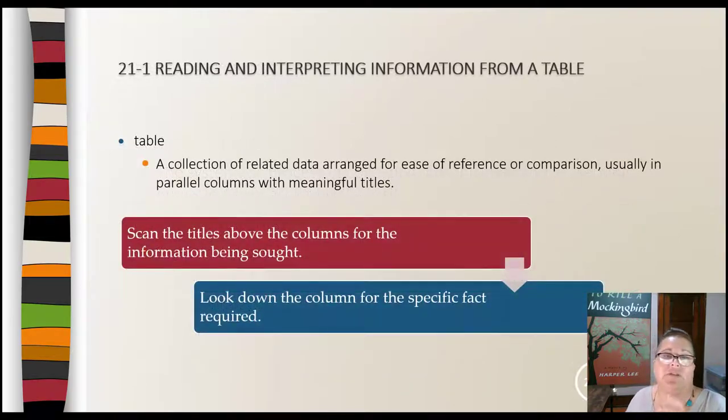So one of the first things we're going to look at is how do you read and even interpret information when it's given to you on a table. Now, the table is the collection of related data, and it's just simply arranged in an order so that it's easy to reference or compare. This usually means we're talking about columns and rows of some sort. So when we're reading this table, we want to scan the titles above the columns for the information that we're seeking, and then we want to look down the column into specific rows for whatever fact is required.